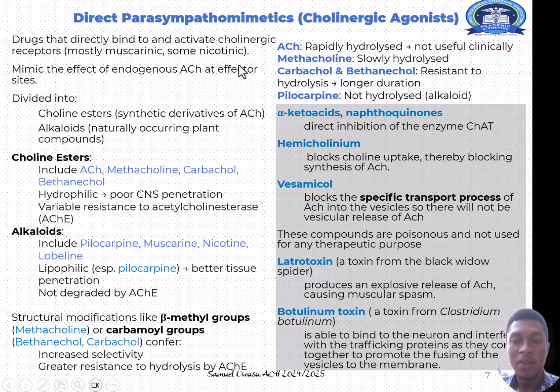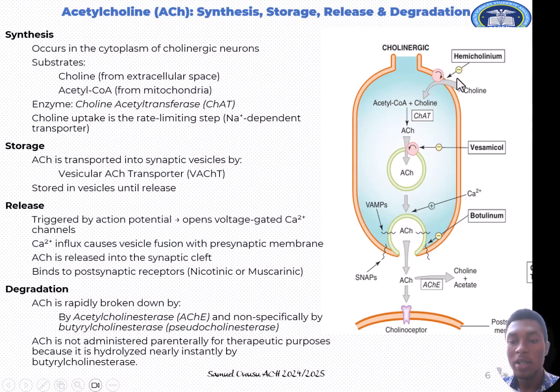They don't form part of the direct parasympathomimetics that are of therapeutic importance. That's why I put those ones in gray. We have alpha-ketoacids and naphthylvinylpyridines. They tend to directly inhibit the action of choline acetyltransferase. Hemicolinium, like I mentioned, tends to block the uptake of choline into the cytoplasm.